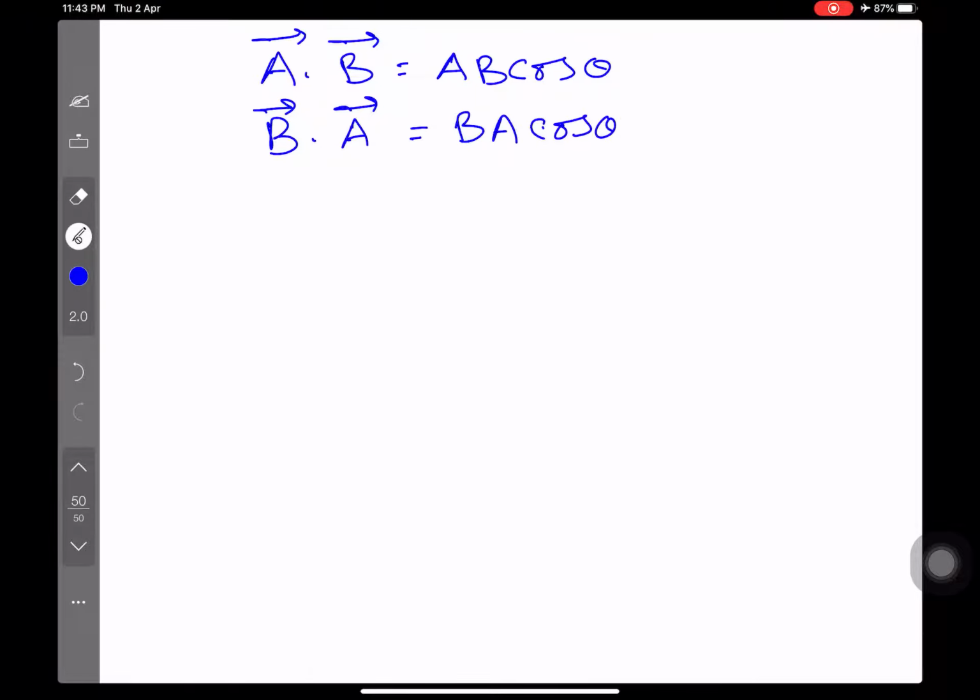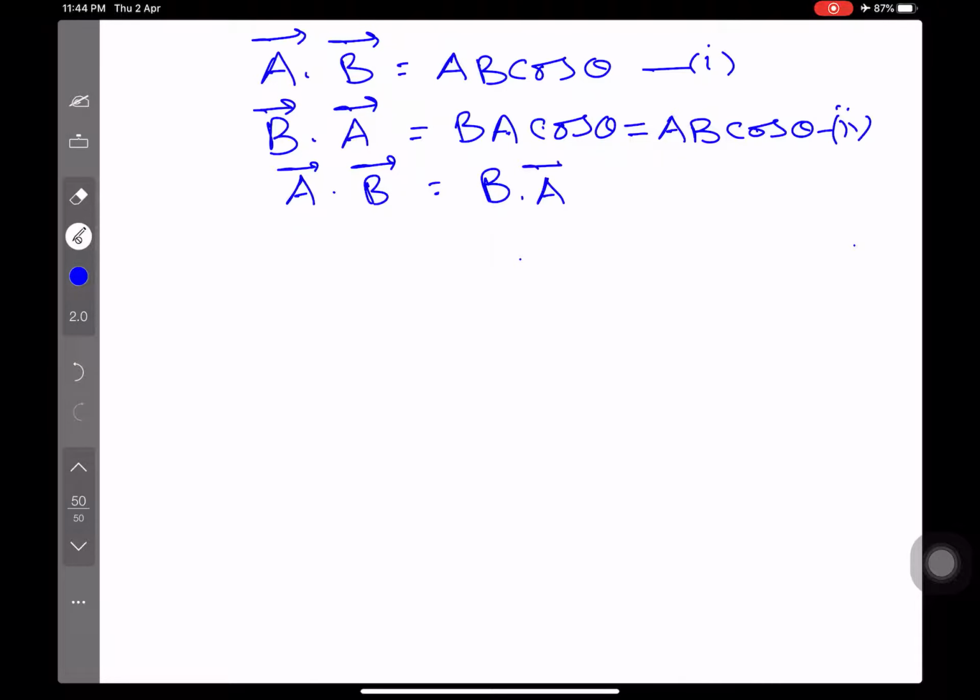Because here A and B are the magnitudes of the vectors A and B, they are scalar quantities and they can be written one for the other. That means I can interchange the positions of A and B. So I can write this as equal to AB cos theta. So from these two equations, 1 and 2, we find that A dot B is AB cos theta and B dot A is also AB cos theta. Therefore, A dot B equal to B dot A. And this proves that the dot product is commutative.